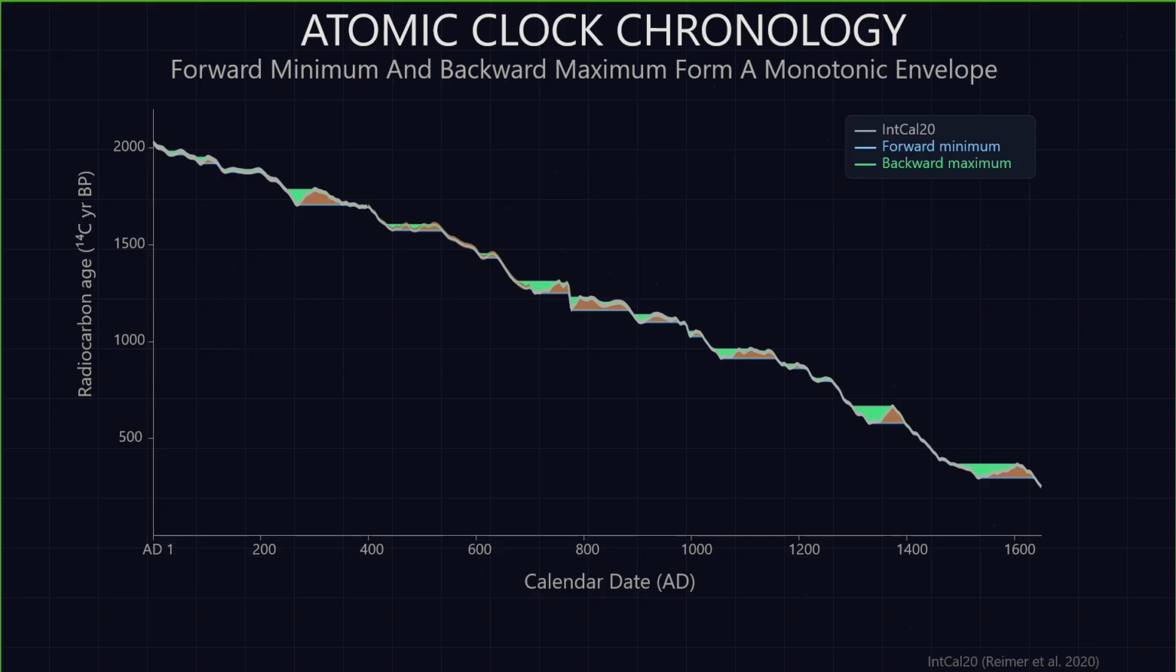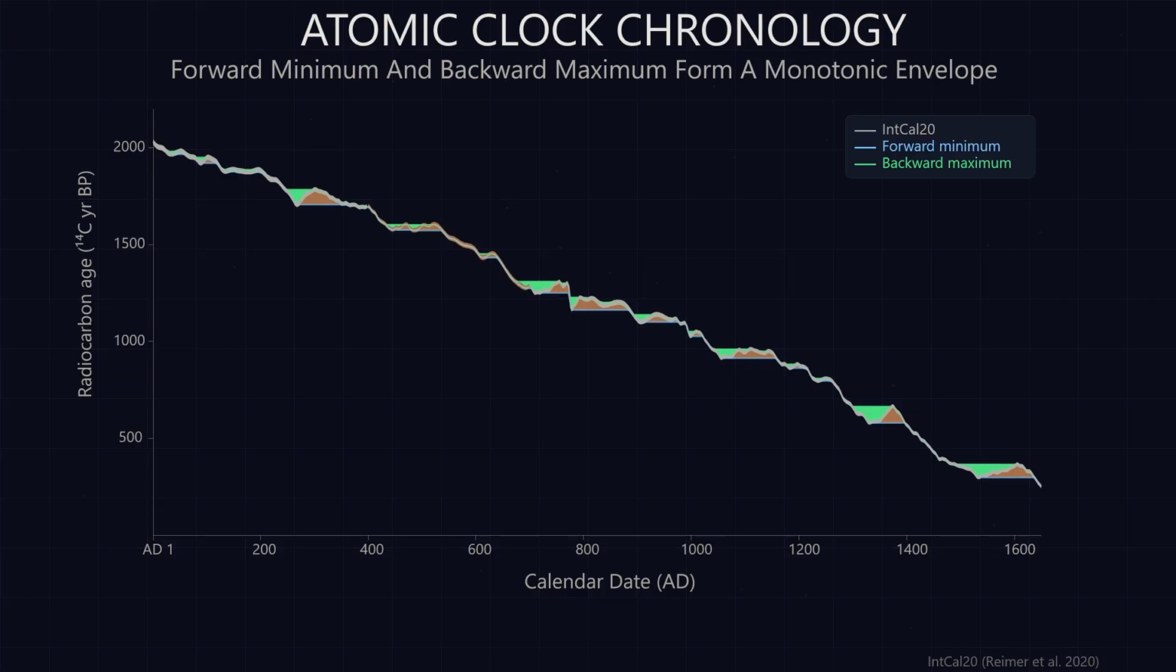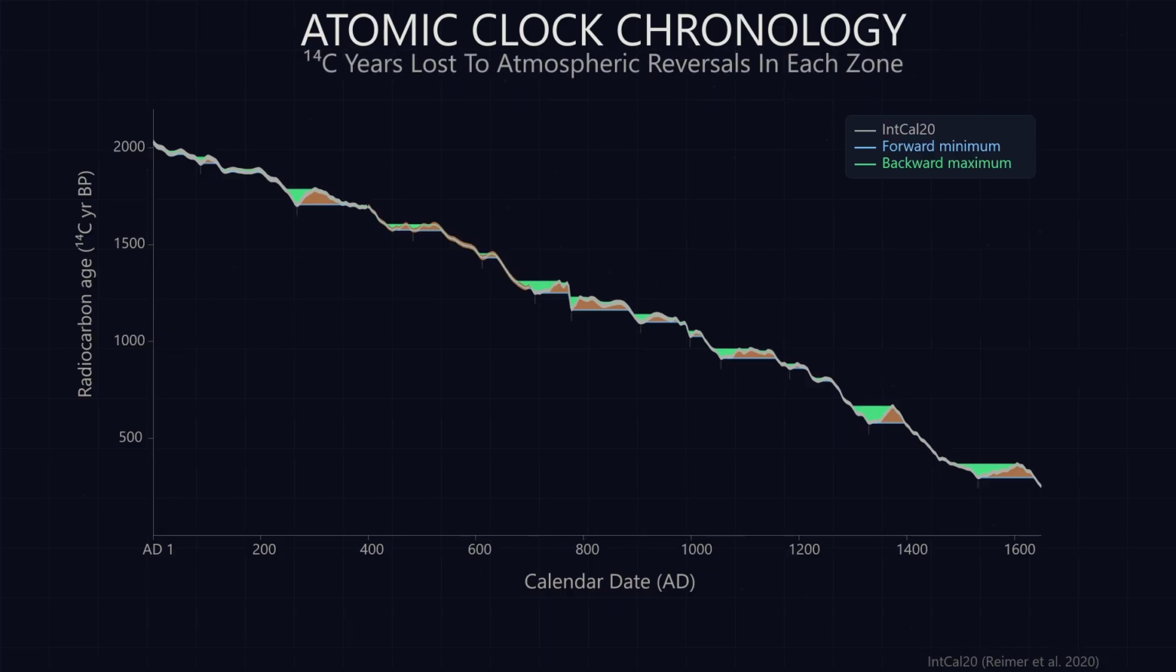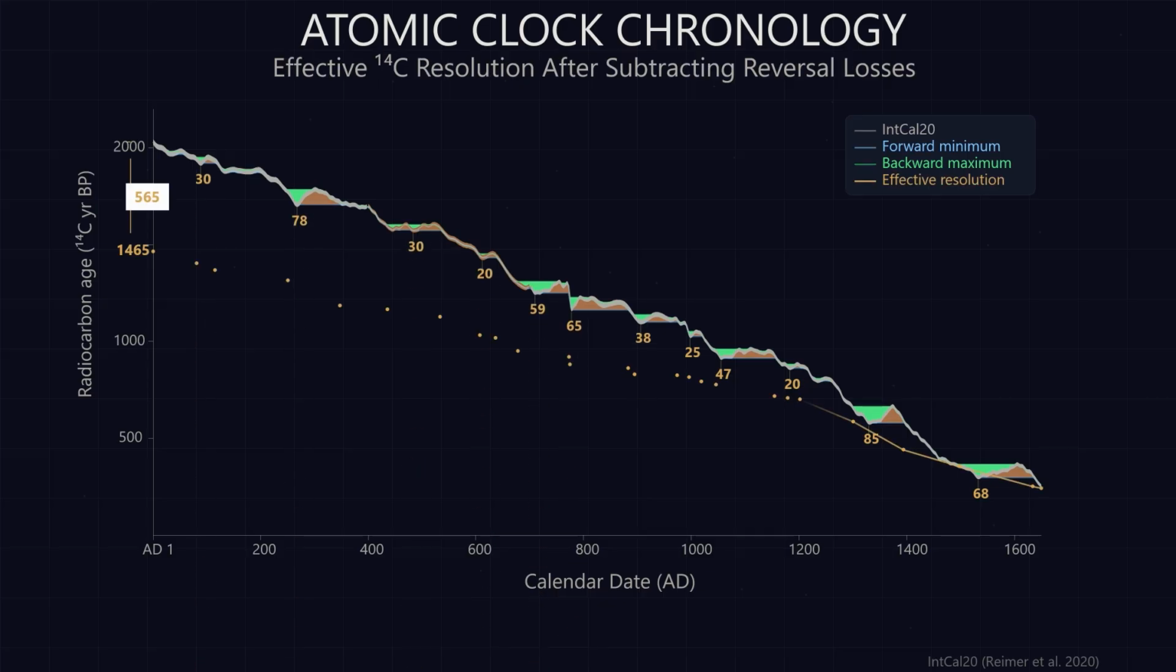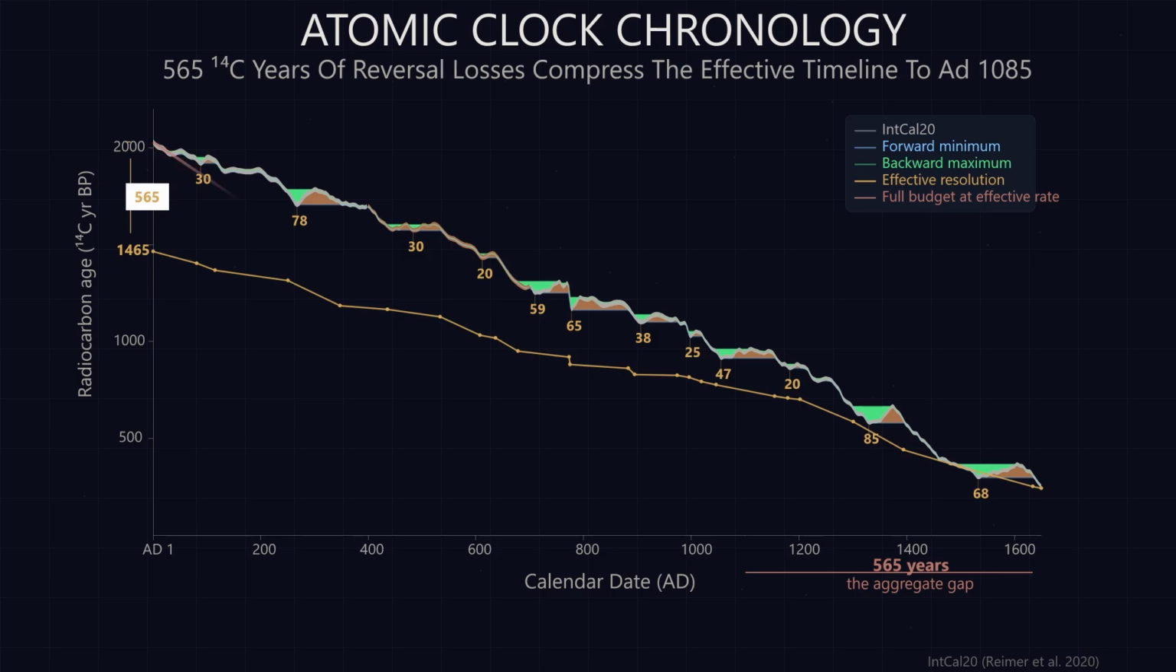Then you backward cast these atomic clock years from 1650 to build the effective resolution. This shows you the gap between atomic years and calendar years in total. The total gap is 565 years. And as you can see, you can calculate the individual periods. Then you spin that full budget forward from the starting point, 1 AD, and you learn that in atomic carbon time, in atomic clock time, and decay rate time, 1650 is actually 1085.